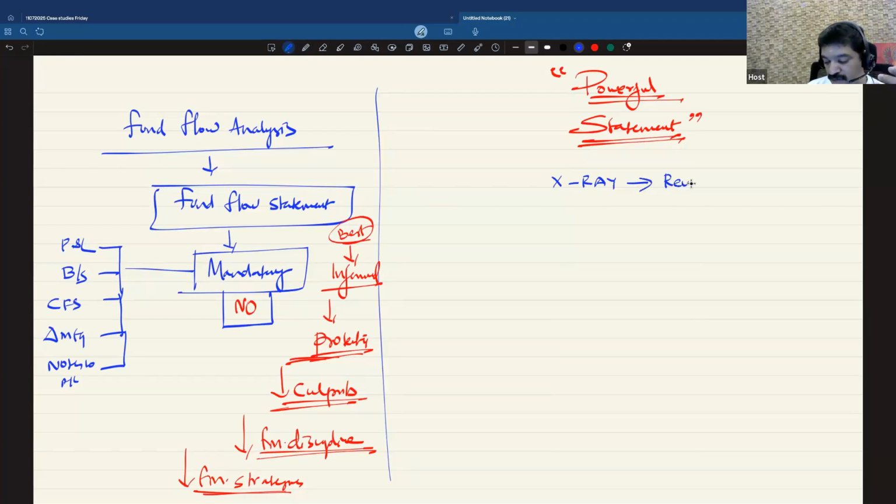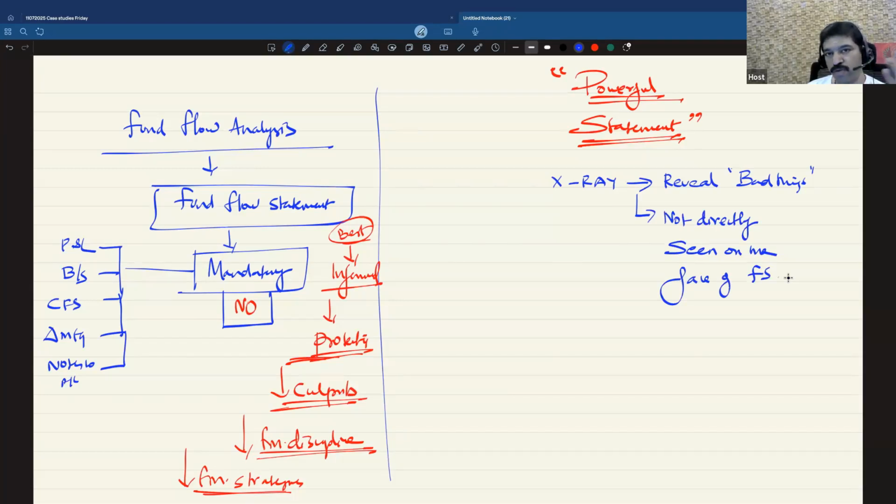It will reveal certain bad things. Certain things that are bad, and it will reveal certain things that are not directly revealed or seen on the face of financial statements. That is, when you look at the P&L, when you look at the balance sheet, you may not know that something is wrong. But if you prepare the fund flow statement and start doing the analysis, it will start revealing those bad things. So that's the power of fund flow statement.